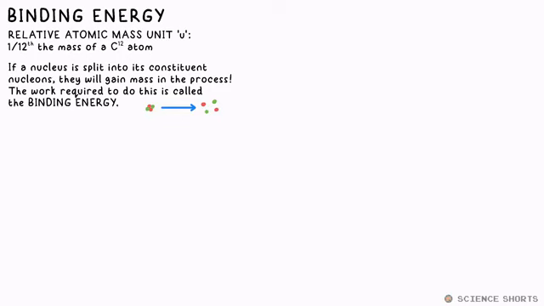How's that? It's because it requires work to do that, to separate them out, to overcome the strong nuclear force. This work is turned into mass, and we use E equals delta m c squared for that, delta m being what we call the mass defect. What's the difference in mass between before and after?